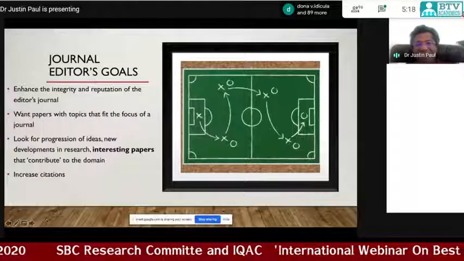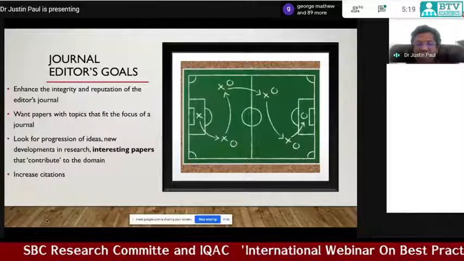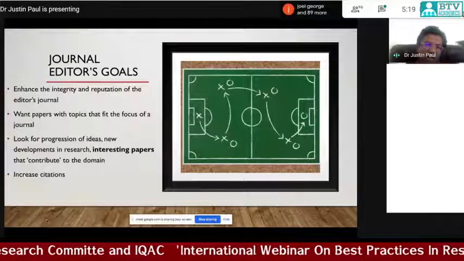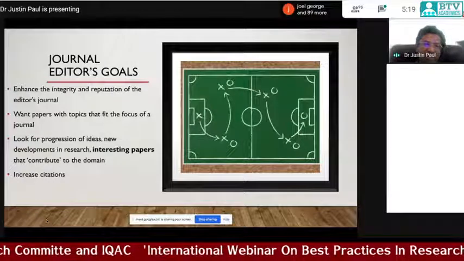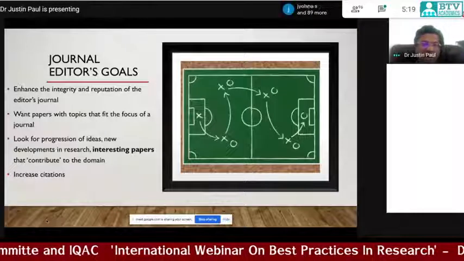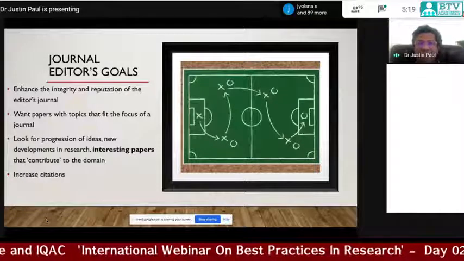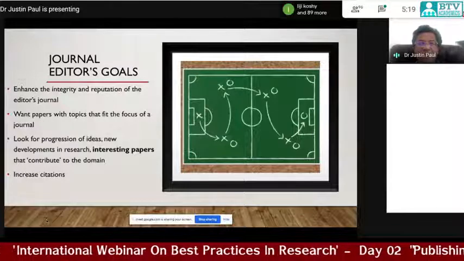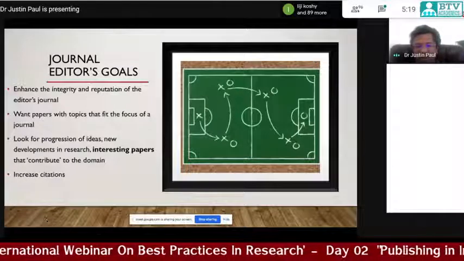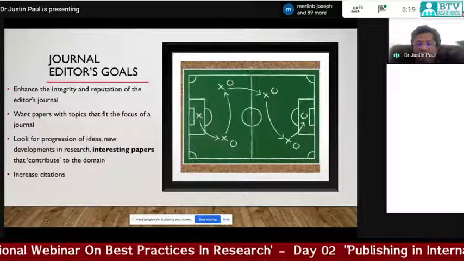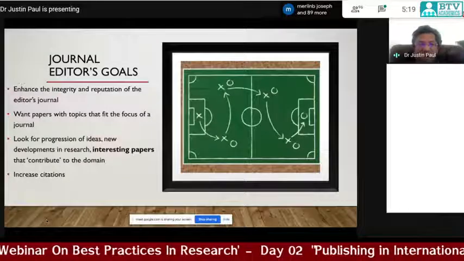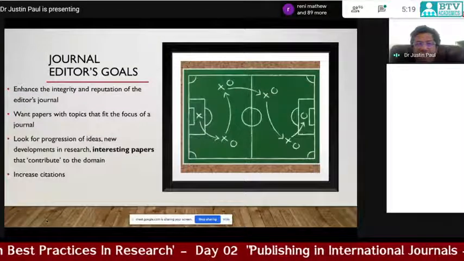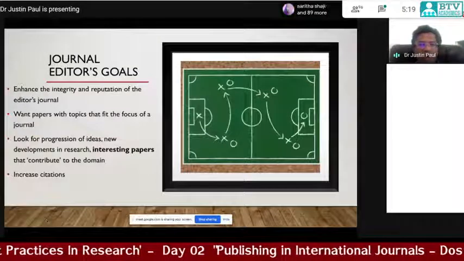For example, generalization. Many journals these days look for what you can generalize based on your study. Your study can be based on data from India or Kerala or China, but what are the takeaways from your study for the global audience? How does the global audience benefit based on your study? Do you have something to offer for the global audience? Because journals want to cater to the global audience. Whatever they publish should be useful for the global audience.